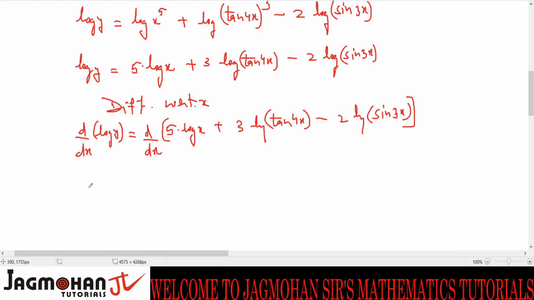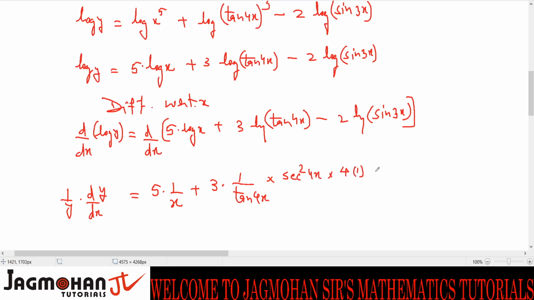This will be derivative of log of y, which is 1 upon y d by dx of y, and here you have d by dx of 5 log x, 5 is out, 1 upon x, plus 3 d by dx of log tan 4x, 1 upon tan 4x into derivative of tan 4x. What is d by dx of tan 4x? Sec square 4x into derivative of 4x, which is 4.